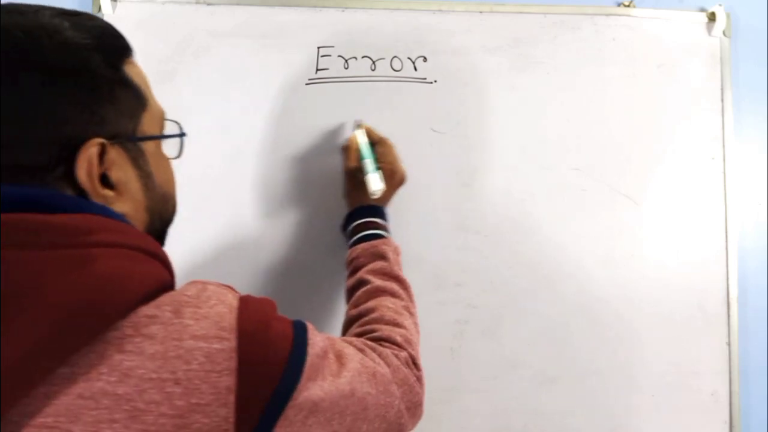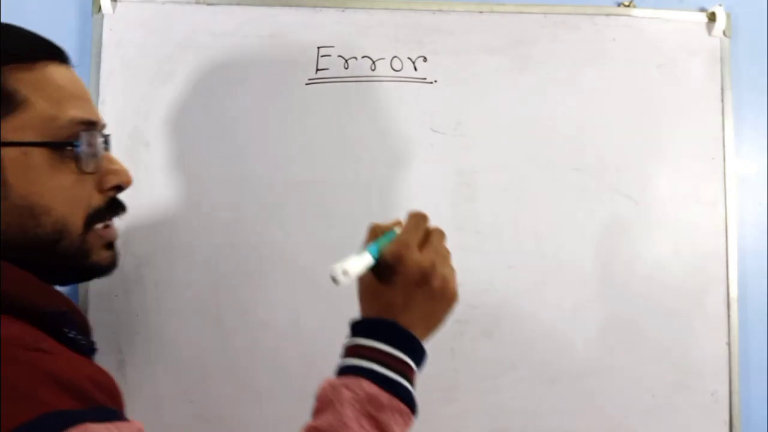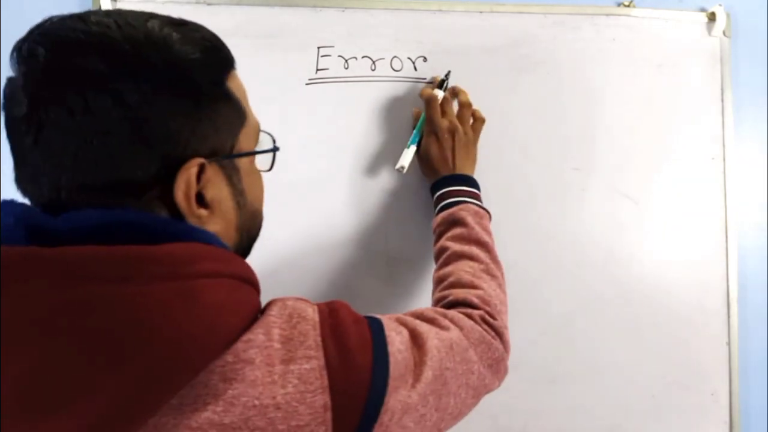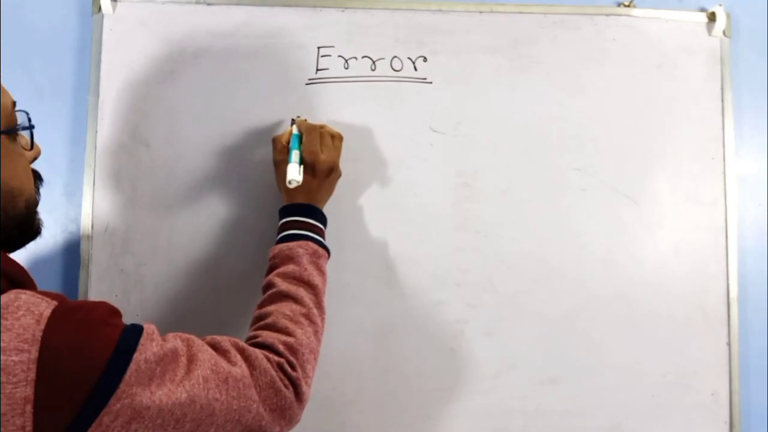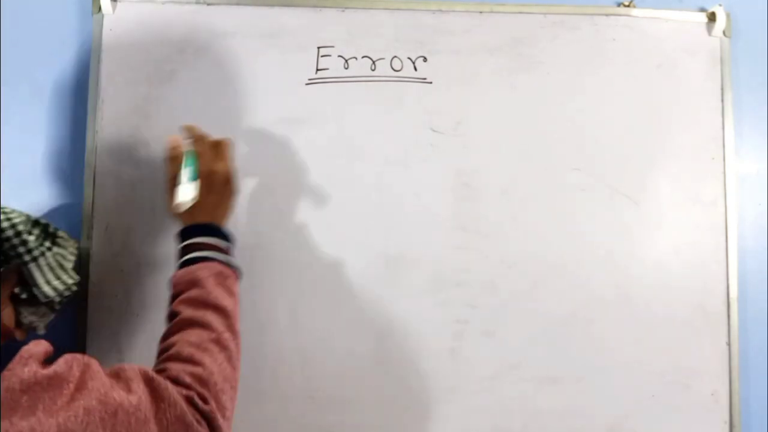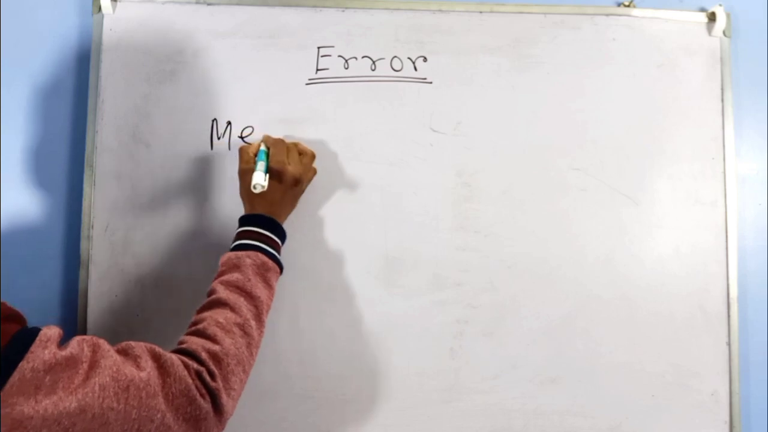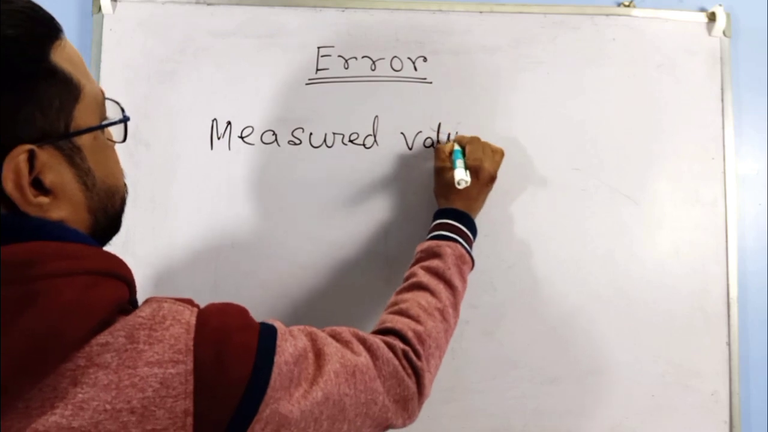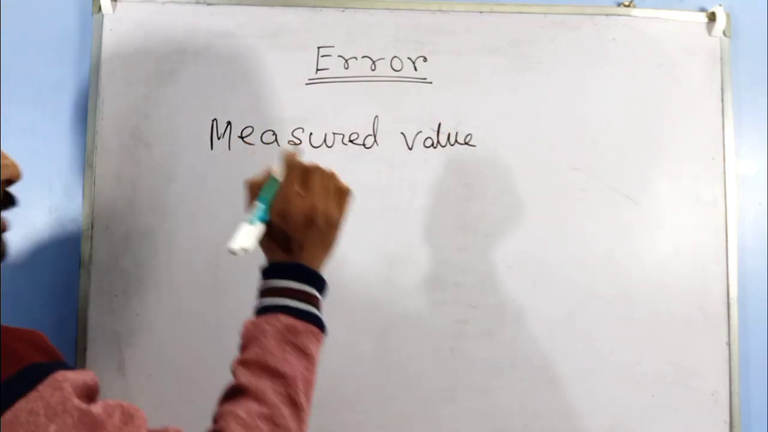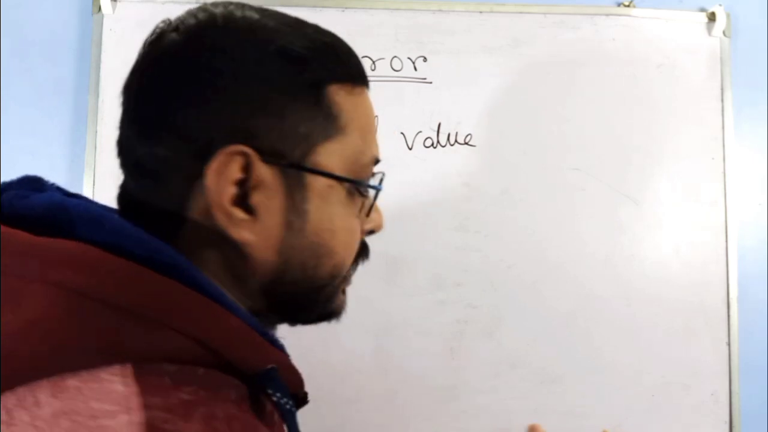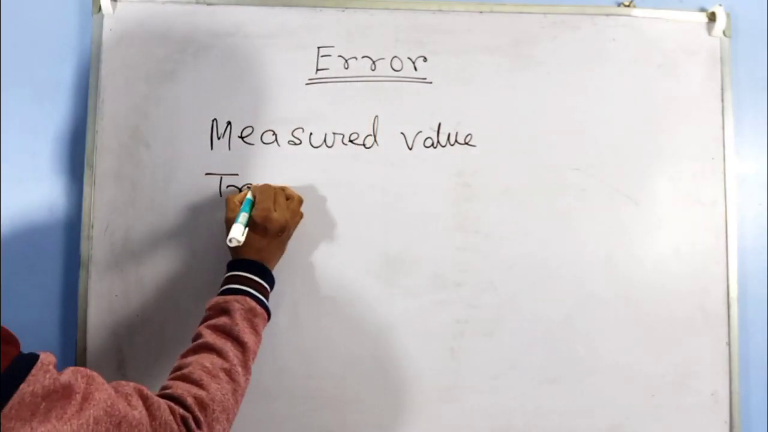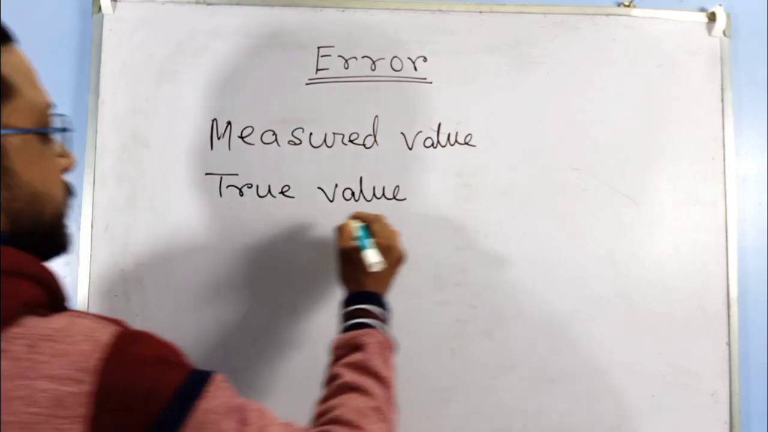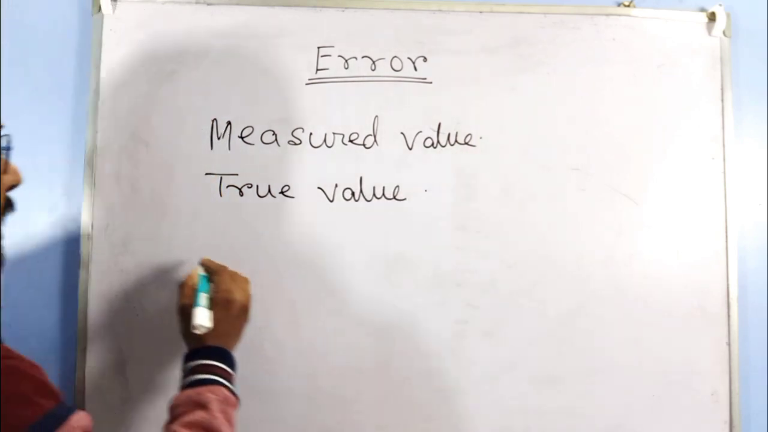Now what is error? If we do some experiment, then we get the value of some quantity. This quantity, which I measured by experiment, is called the measured value. Now the actual value of the quantity is known as the true value. Okay, the difference between the true value and the measured value is called error.